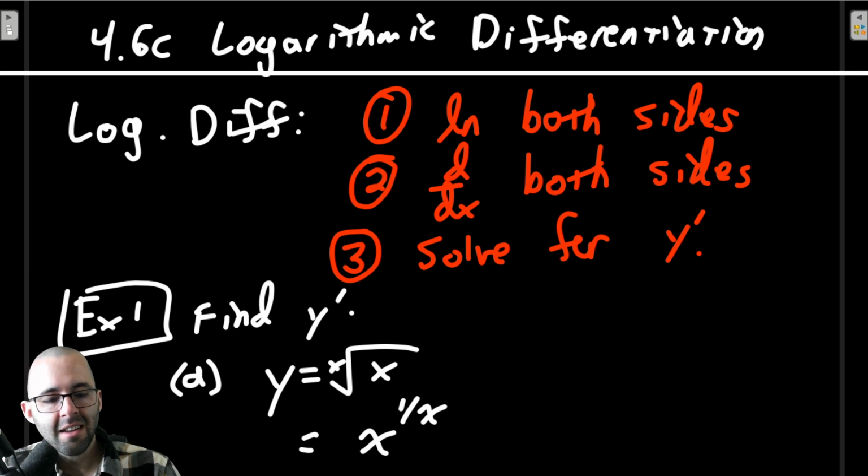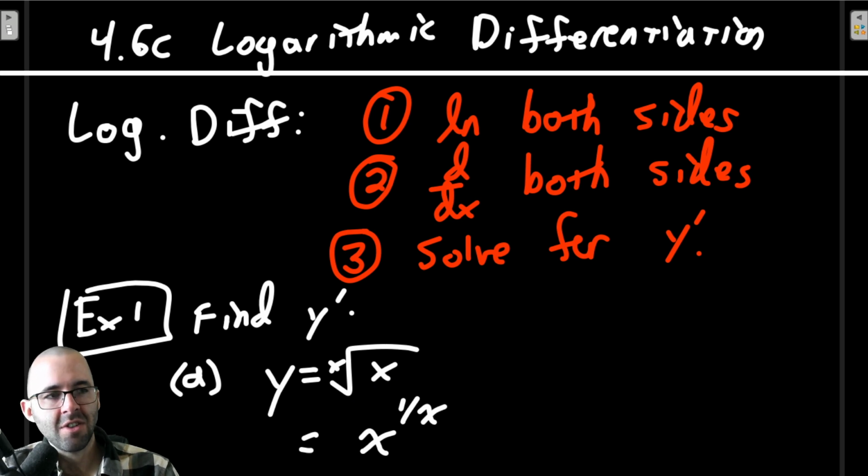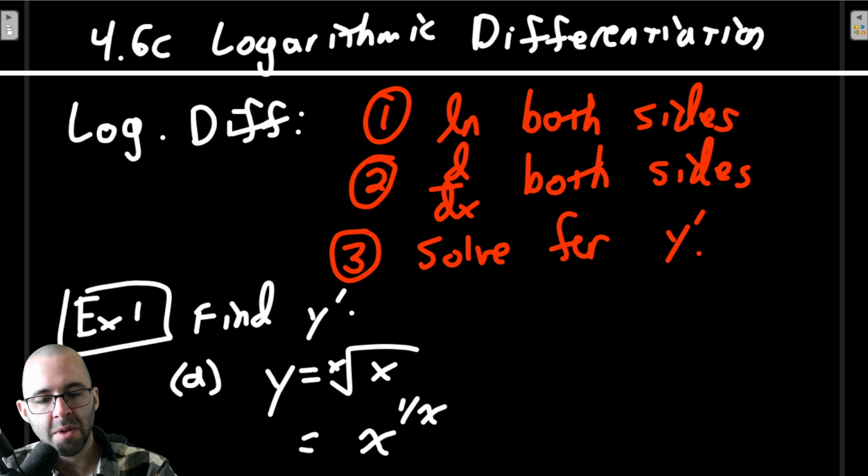And I can take, this is not easy to differentiate. We can't use the power rule on this because the exponent's not a number. So it's a really, really bizarre kind of function. And we have to use logarithmic differentiation. So what does that say? Step 1, take the natural log of both sides. So let's do that.